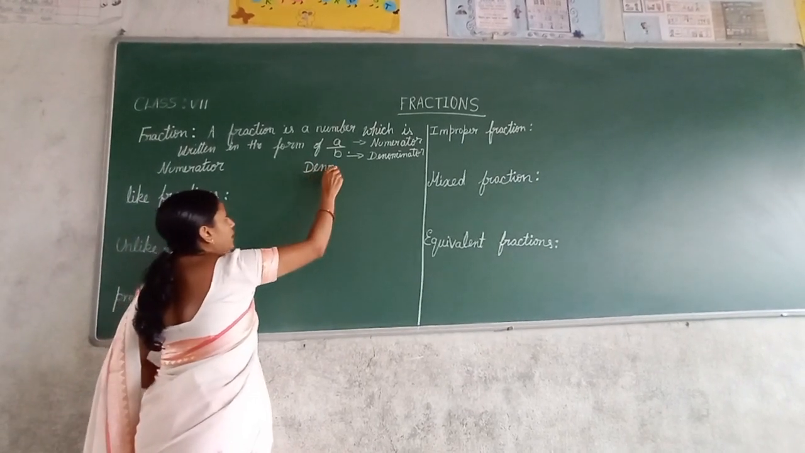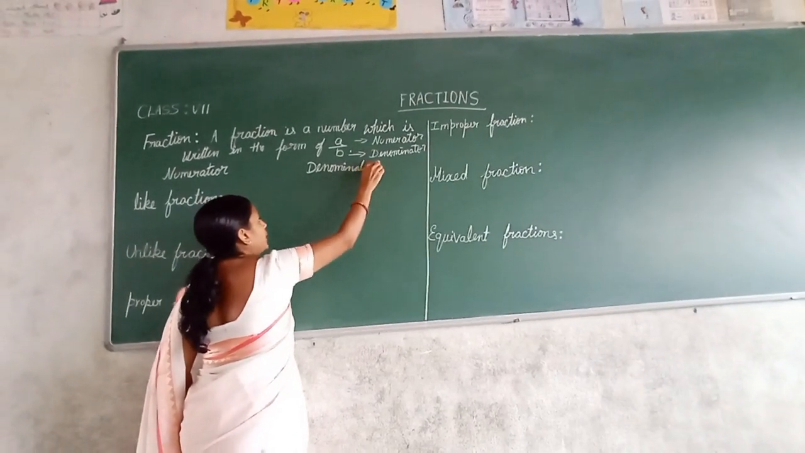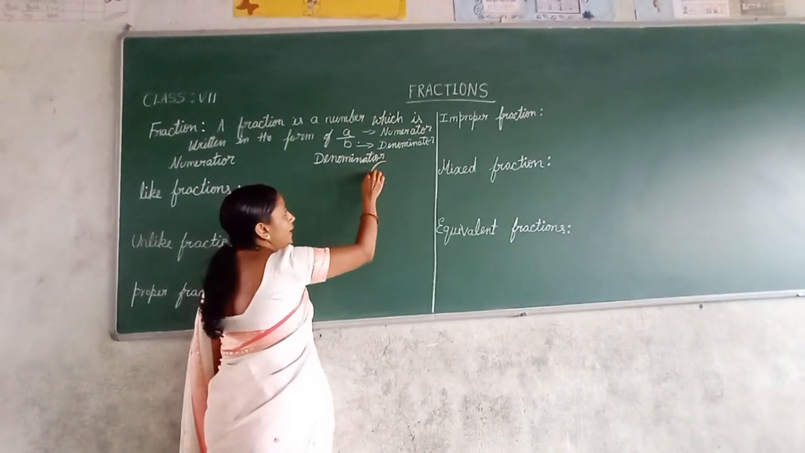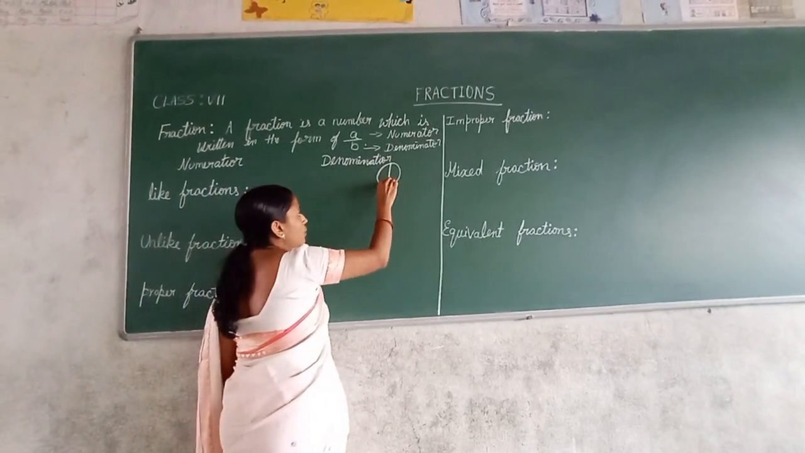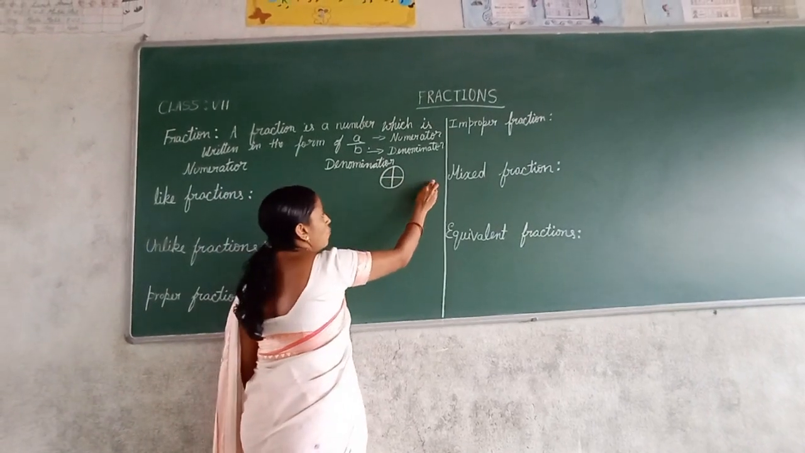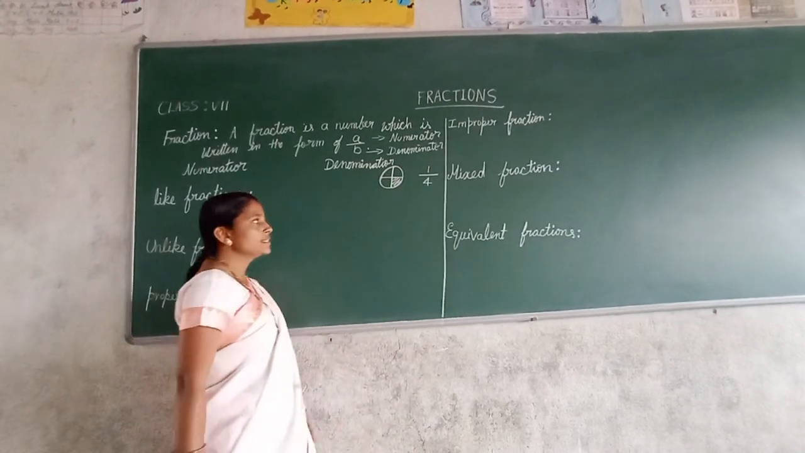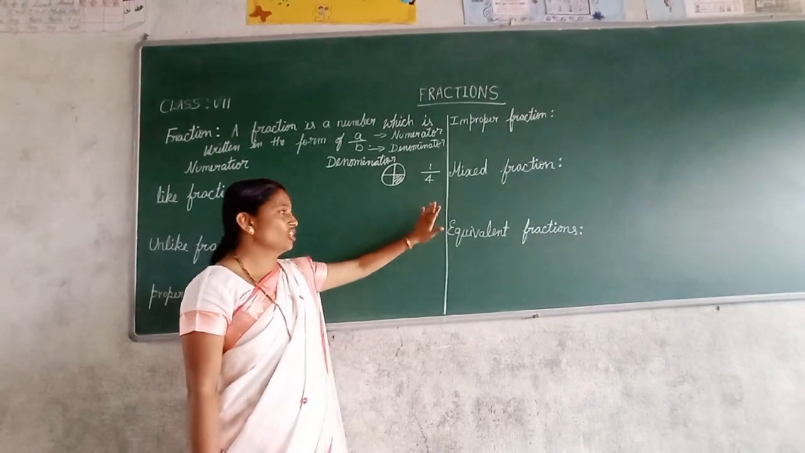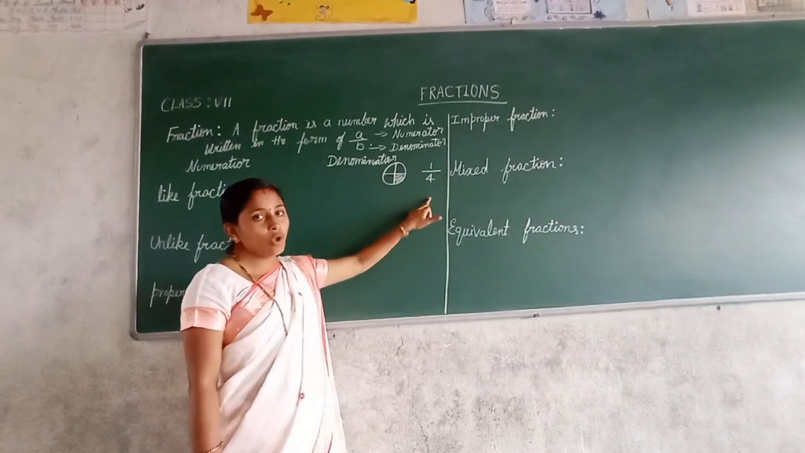There is a very easy method to understand how to write the numerator and denominator. For example, you can take a diagram. Take one circle. We have divided it into 4 equal parts. Now I will write 4, and I am going to choose only one. This is written in the form of a fraction. Here 1 is the numerator and 4 is the denominator.